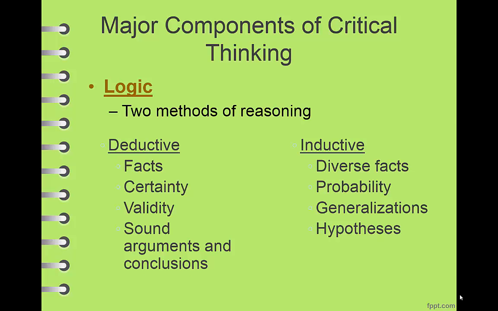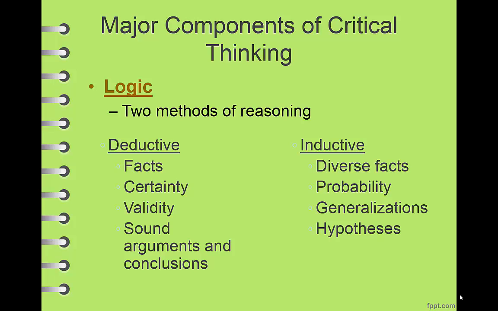So what are the major components of critical thinking? Well, as we said, logic. We want to apply logic to a situation. We're going to think like Sherlock Holmes. So what did Sherlock Holmes do? Well, he used deductive reasoning. He looked at the facts. What do we know as a certainty? What can we validate? Use sound arguments and sound conclusions. So he wanted nothing but fact and certainty.